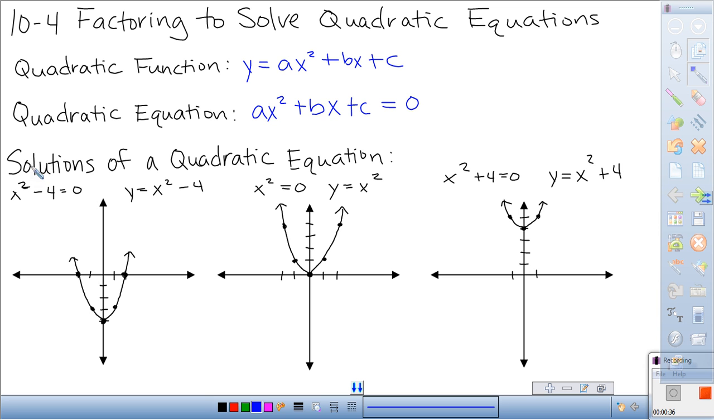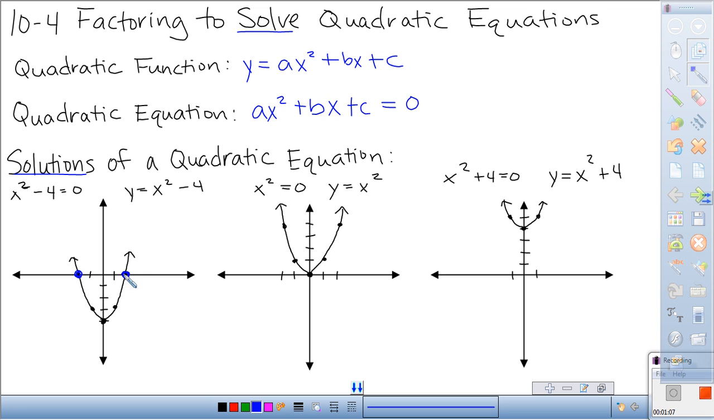So here are the solutions of a quadratic equation, which is what we're talking about today. We're going to solve quadratic equations. So we want to find the solutions of a quadratic equation. Well, what are the solutions of a quadratic equation? The solutions are their x-intercepts.